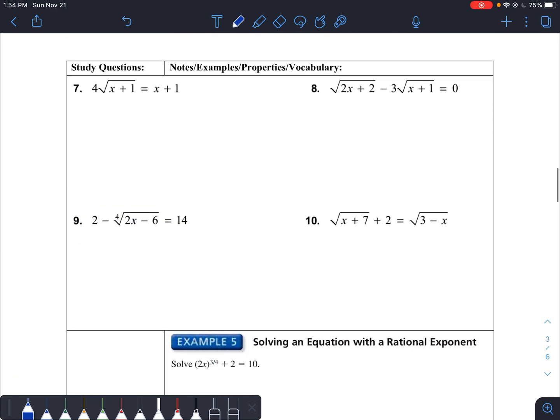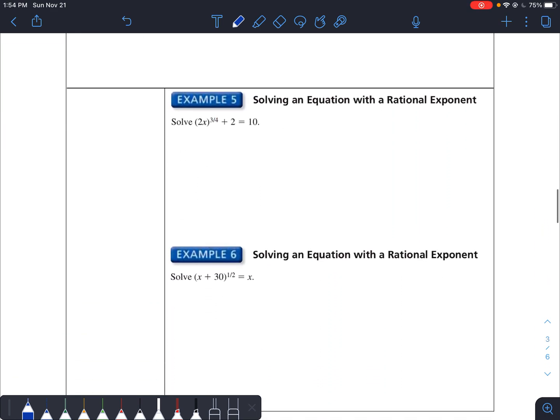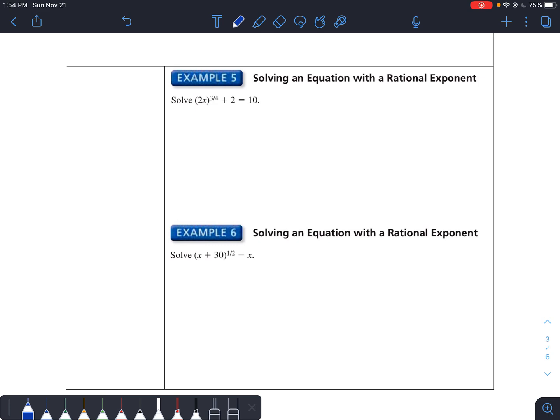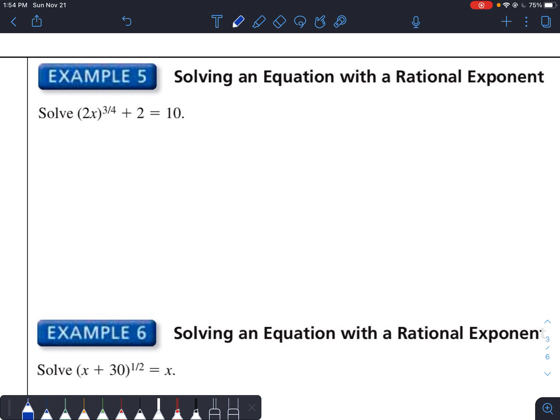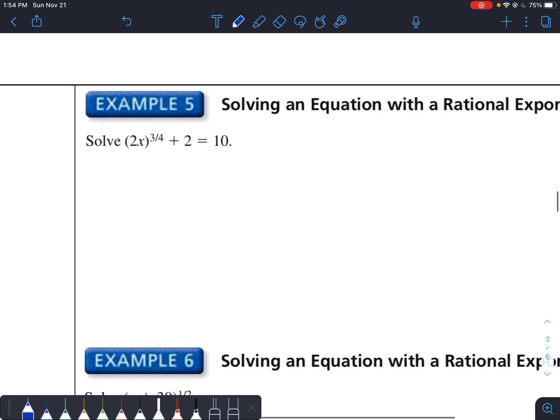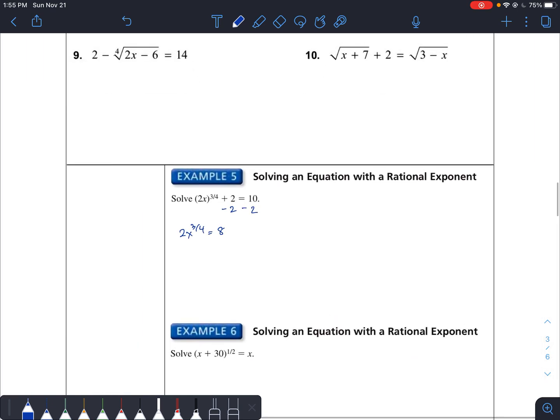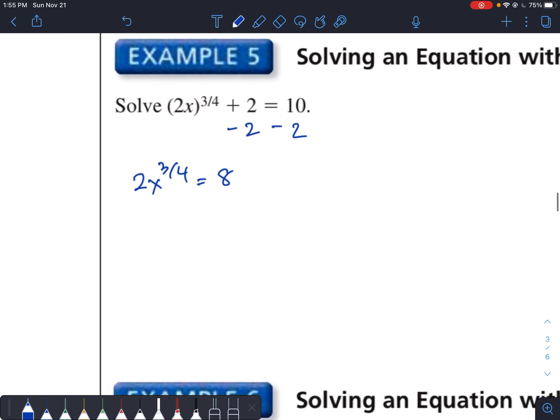Okay, so here are some examples if you want to go through those. I'm going to jump to example 5, where we talk about rational exponents. And rational exponents really aren't that different. So we want to get the rational exponent by itself. So I'll subtract 2 from both sides. So I get 2x to the 3/4 is equal to positive 8. Now, I'm going through these really fast, so please pause the video if you need to stop and review my work, but I'm just trying to get these done pretty quickly for the sake of time.